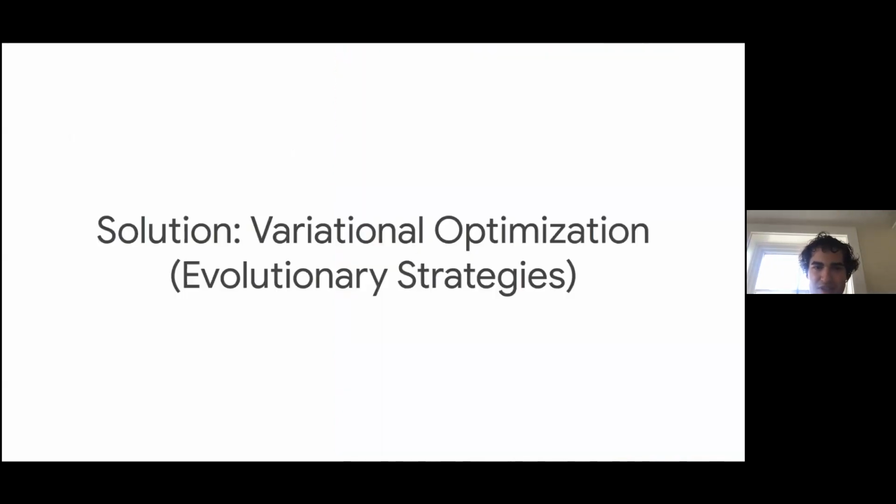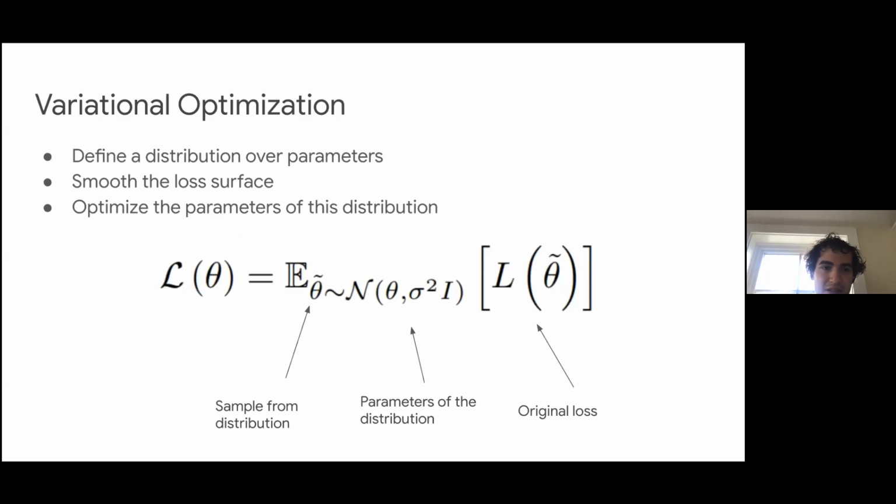So one solution to this is variational optimization, which also goes by the name evolutionary strategies. If you squint at the past loss surface, it's almost like we want to smooth it. And that's essentially what variational optimization does. We're defining a distribution over parameters, and this smooths the loss surface. And then instead of optimizing just one point, we're optimizing over that distribution.